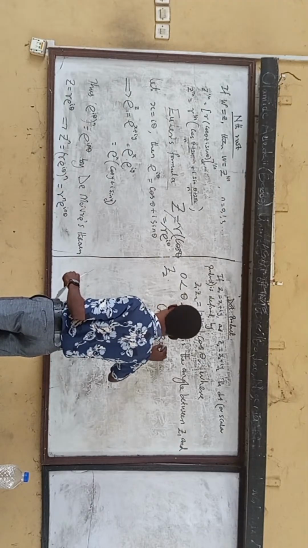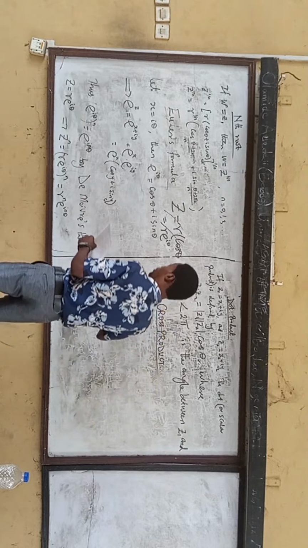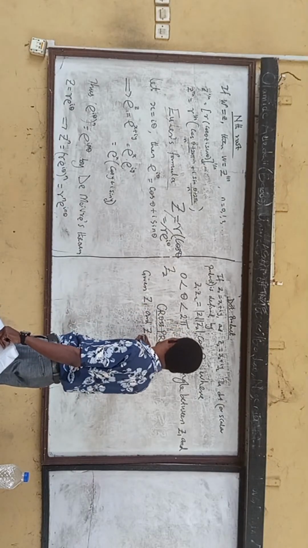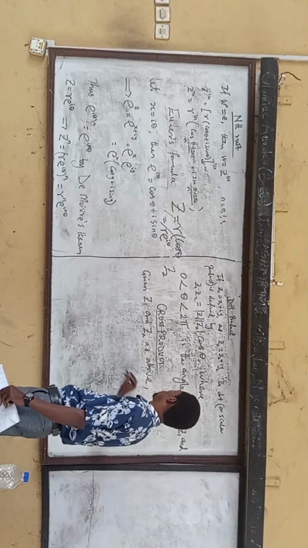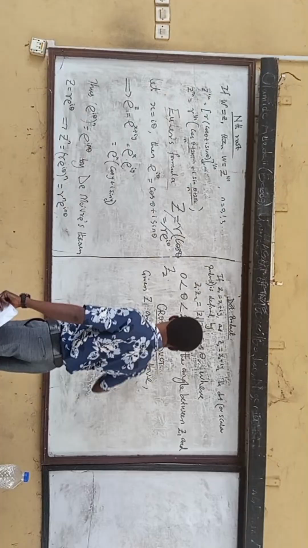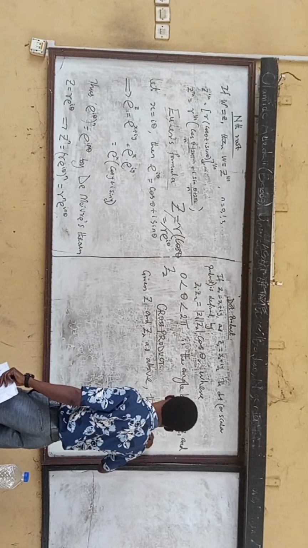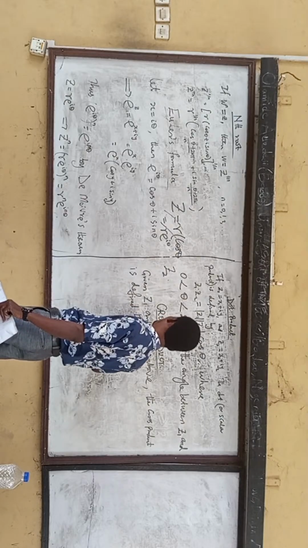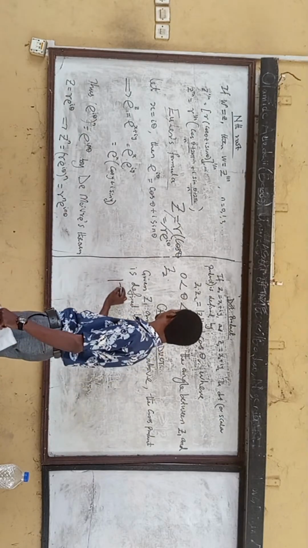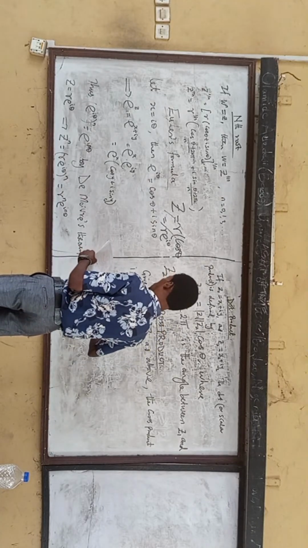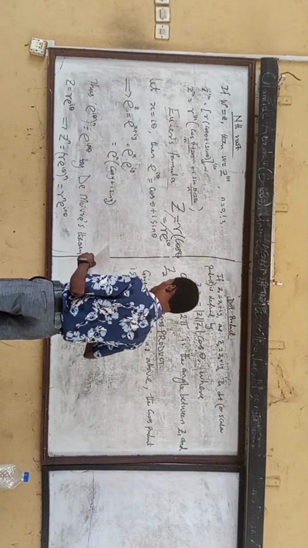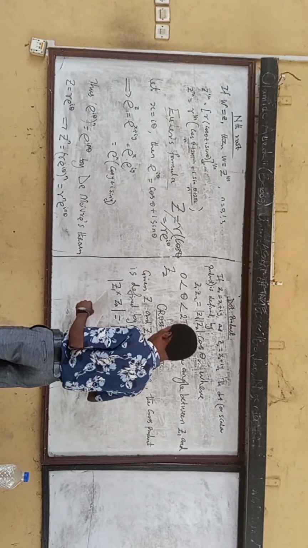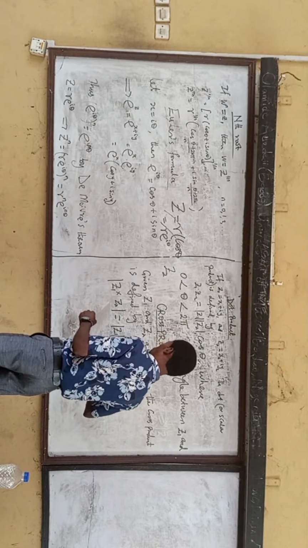The cross product. Given z1 and z2, the cross product is defined by z1 cross z2, and that is given by the modulus of z1, modulus of z2, sine theta.